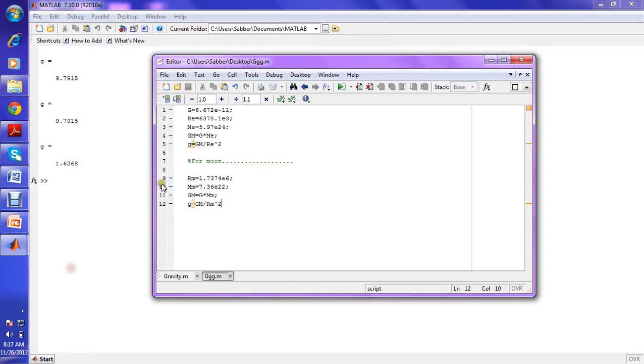Okay, let's see how g varies with r. That means if we increase or decrease the distance from the center of the body, then how g can vary. Okay, let's make an example in the case of the Earth.